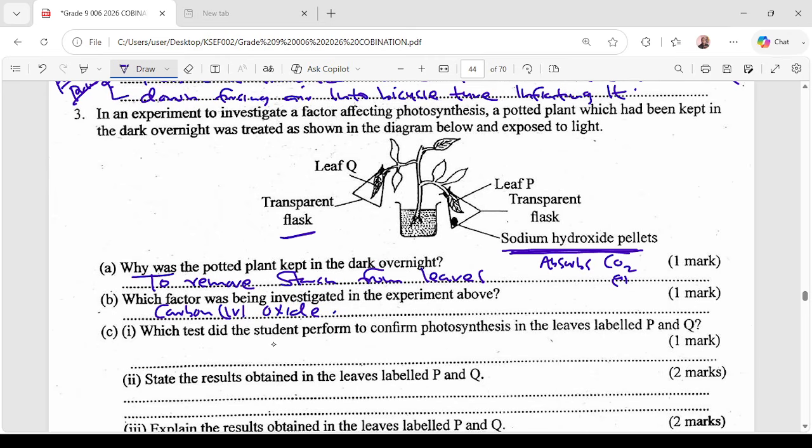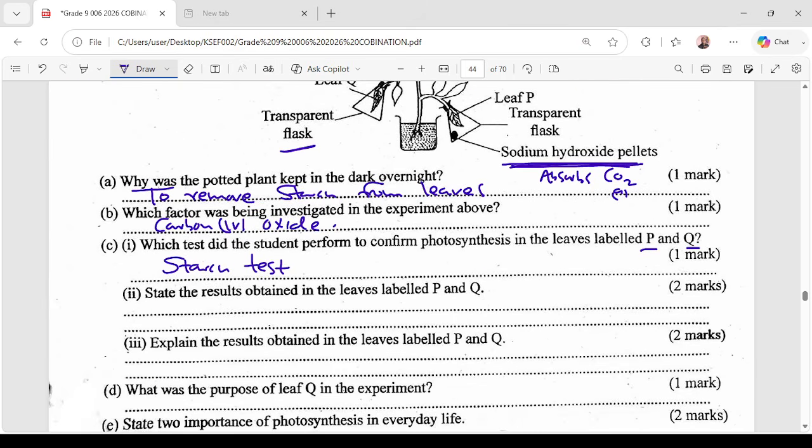Which test did the student perform to confirm photosynthesis in the leaves P and Q? Which test? We call it the starch test. Test for starch. State the result obtained in the leaves P and Q. State the result for P and Q.